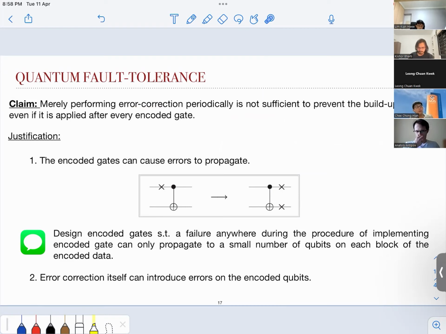For example, the encoded gates that you have can cause errors to propagate. How? You have some error here, and you have a CNOT. Let's say it's an X error. Because of the X error, your 0 will become 1. Now this CNOT has basically taken the error and brought it here also, and it's definitely present there. So now 1 error becomes 2 errors.